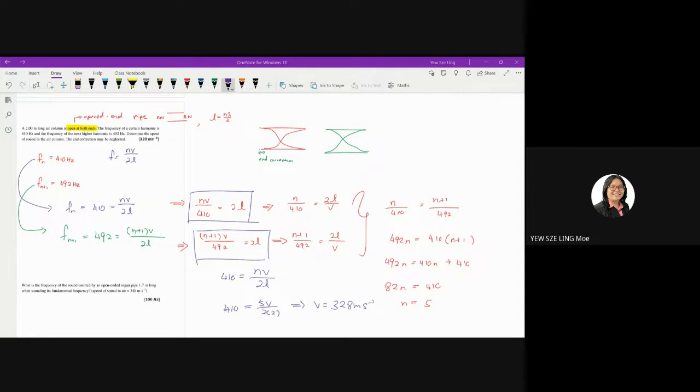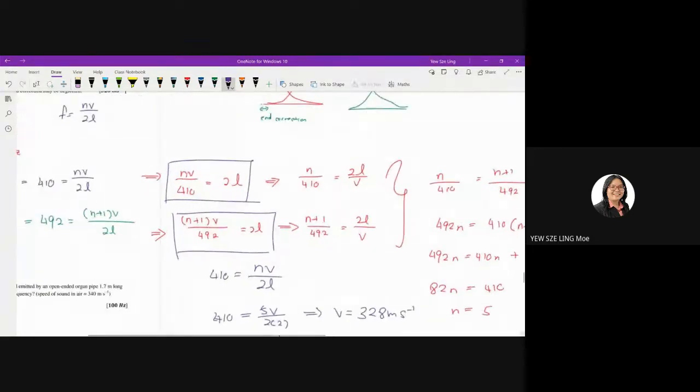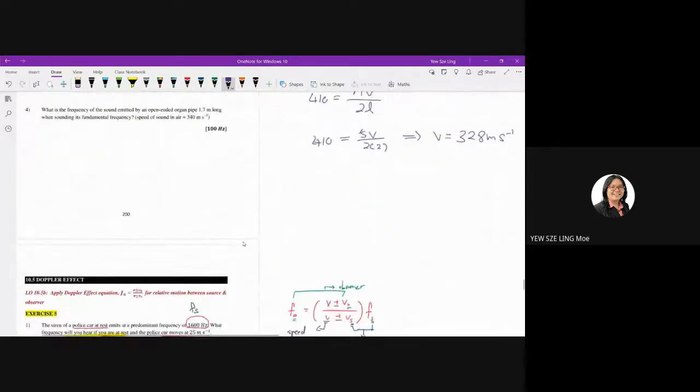Okay. So now let's proceed to question 4. For question 3, you just have to know whenever you are given two sets of information, you need to form two equations. Now let's proceed to the last question. Question number 4. What is the frequency of the sound emitted by an open-ended organ pipe? So again, you have an open-end air column with L equal to 1.7 meters long. When sounding, it's a fundamental frequency.